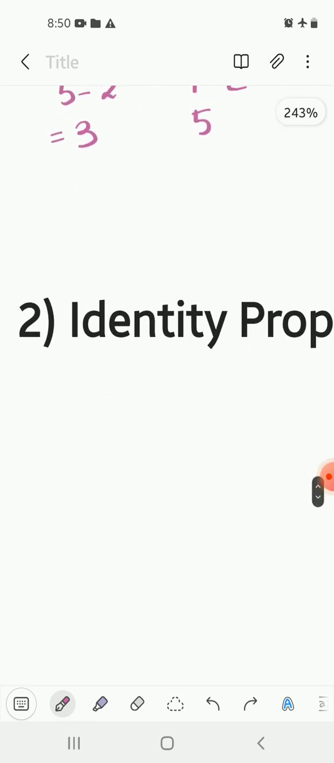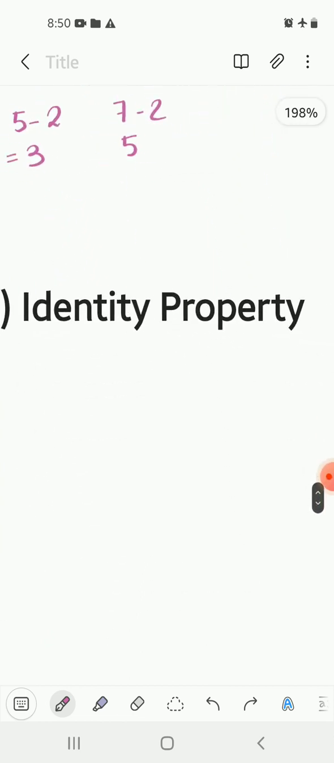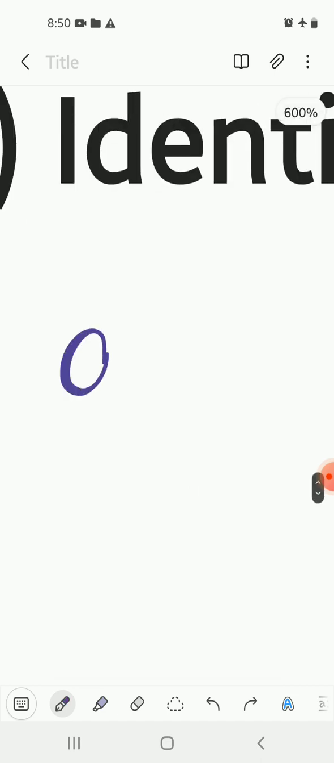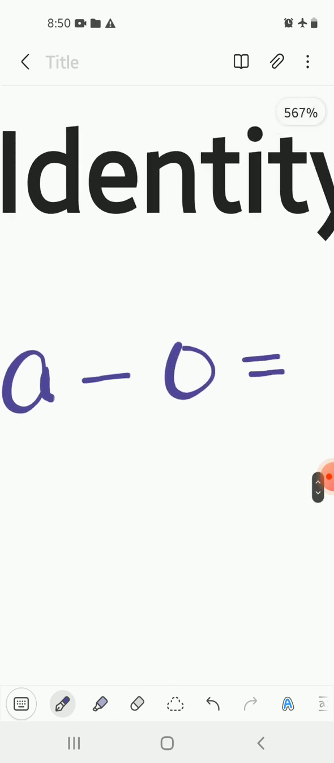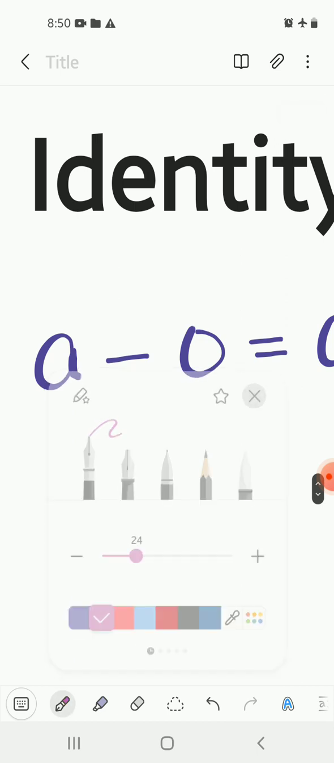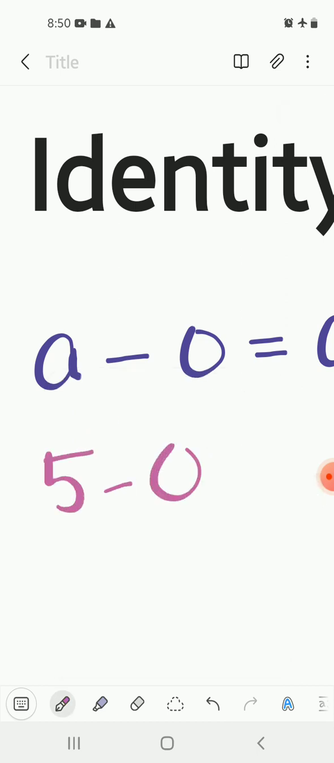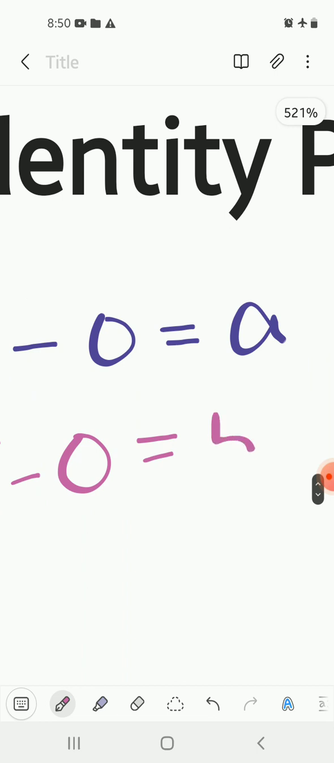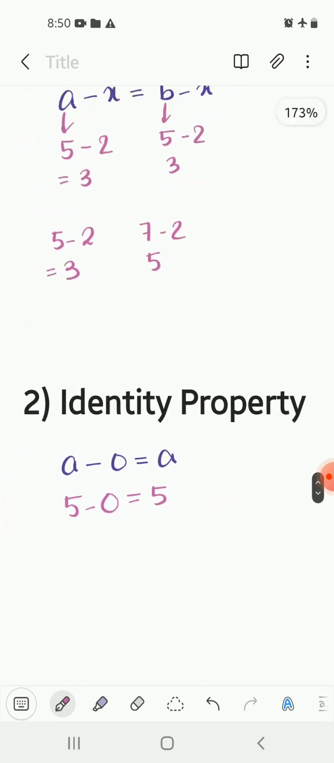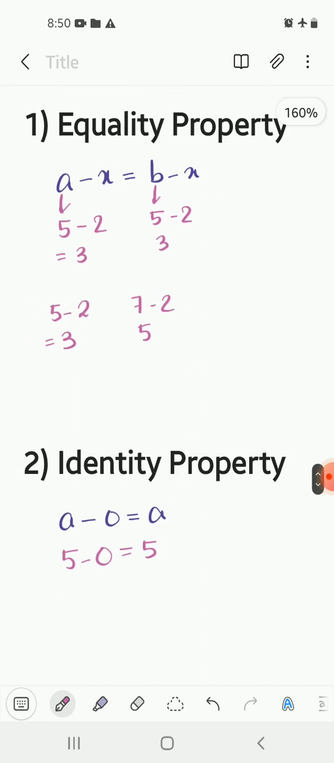Now we will move to the identity property of subtraction, which is very simple. Just like addition, the identity property of subtraction is also 0. If I subtract 0 from anything, the answer that I get is the same. Let's take an example. If I deduct 0 from 5, the answer that I get is 5. There's no change to the answer. So these are the main properties of addition as well as subtraction.